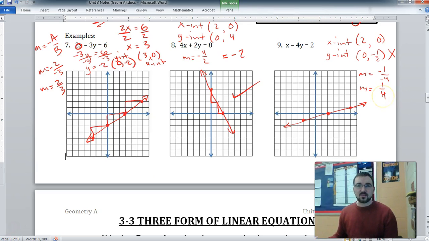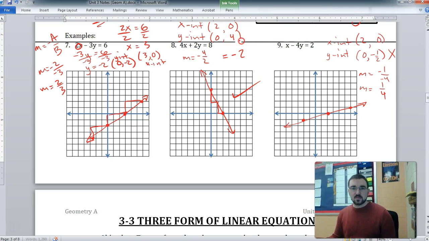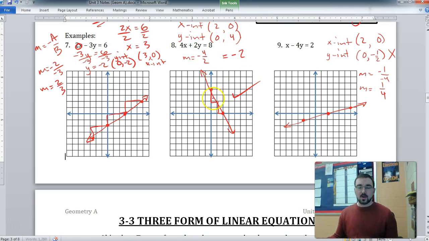Okay, so just wrapping some things up. We have number 8. We found the x-intercept and y-intercept to be specific points. So we can actually use those 2 points to plot them on the graph and then connect the dots. Unfortunately, in 9, what happens with this y-intercept? We have a negative 1/2.